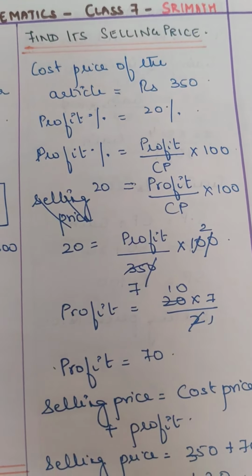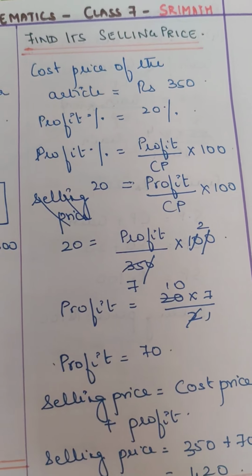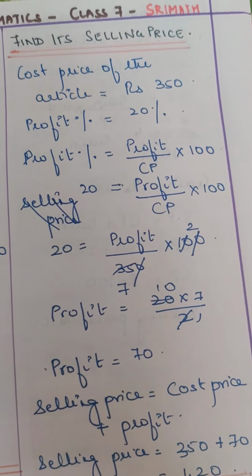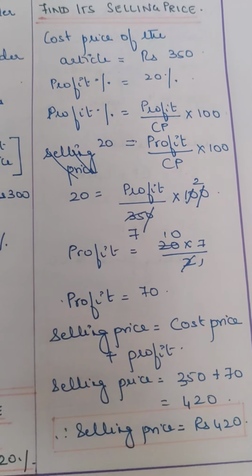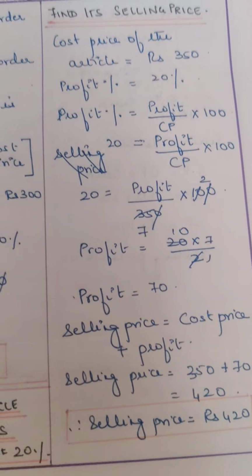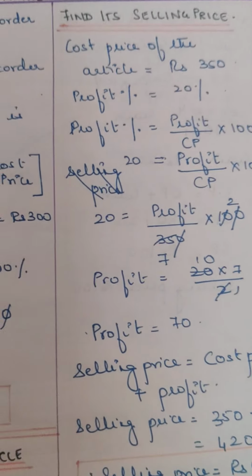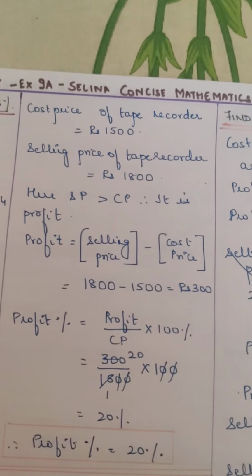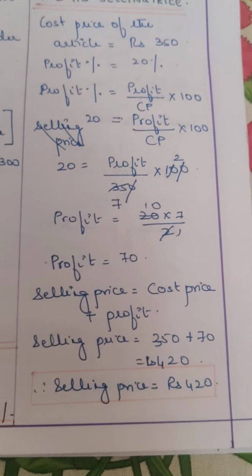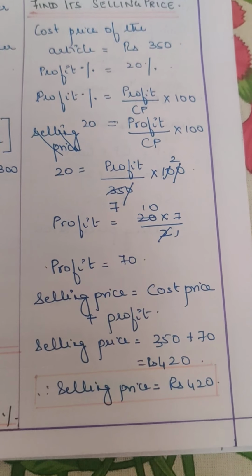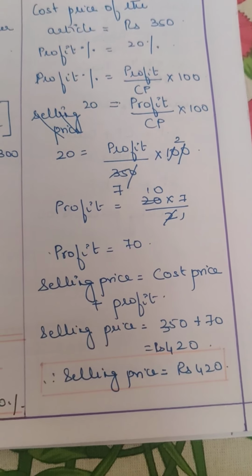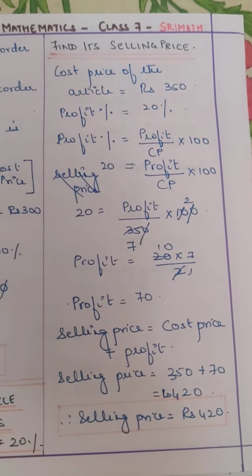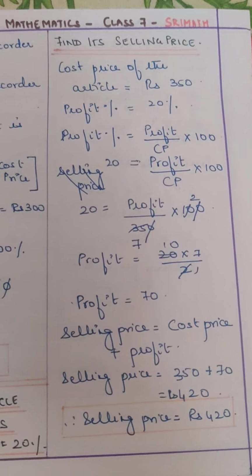On simplification, you get profit is equal to 20 into 7 by 2. And finally, the profit is rupees 70. Therefore, selling price is equal to cost price plus profit. Selling price is equal to 350 plus 70. I am just adding rupees there. So 350 plus 70, that is equal to rupees 420. Therefore, selling price is equal to rupees 420. I will just pause for a few seconds for you to understand.